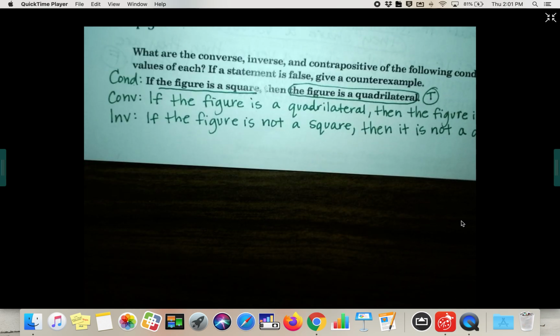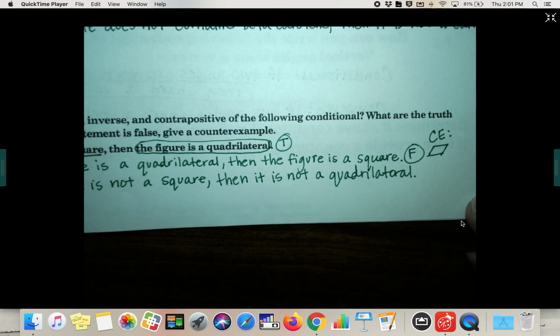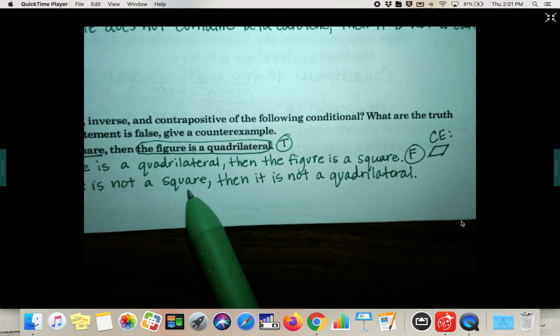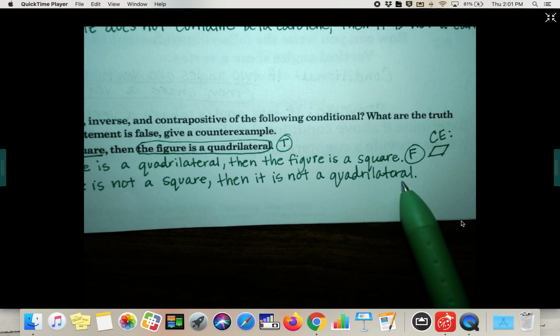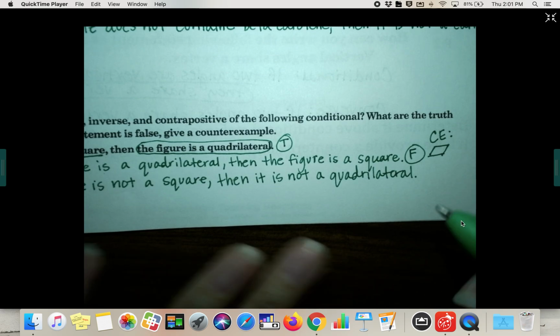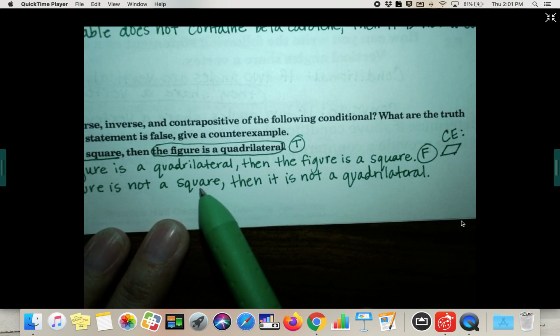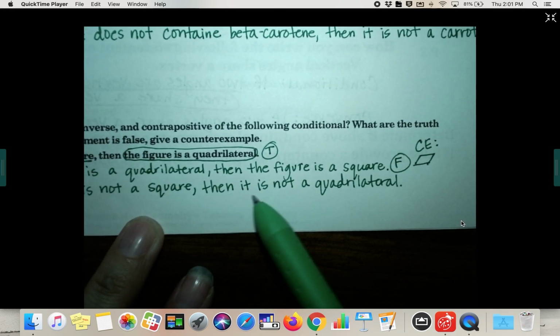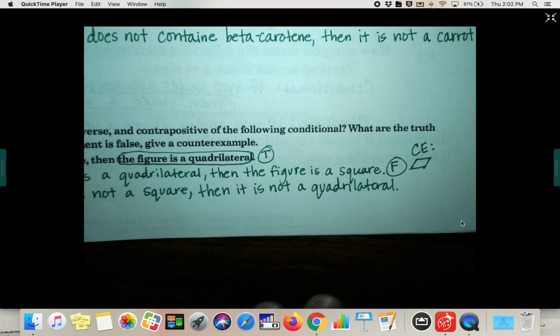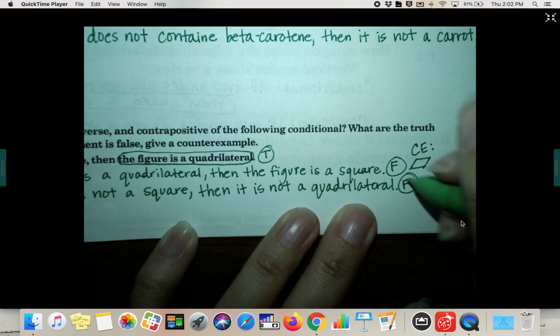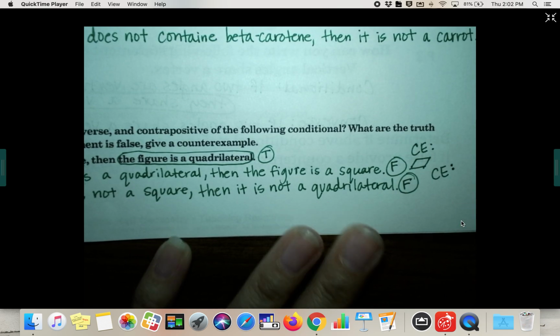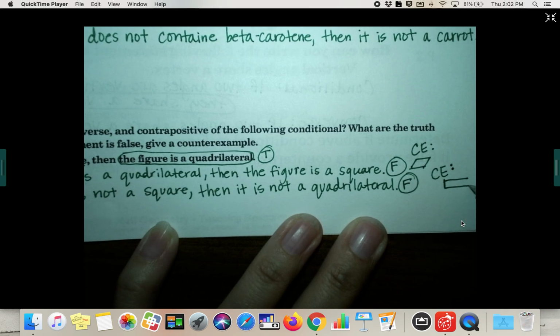All right, let's think about that. If the figure is not a square, so I'm thinking of maybe a triangle or any figure that is not a square, then it is also not a quadrilateral. Well, that's not necessarily true, because let me go back to a rectangle. If the figure is not a square, it could be a rectangle. A rectangle is a quadrilateral. So I'm going to make my counterexample a rectangle.